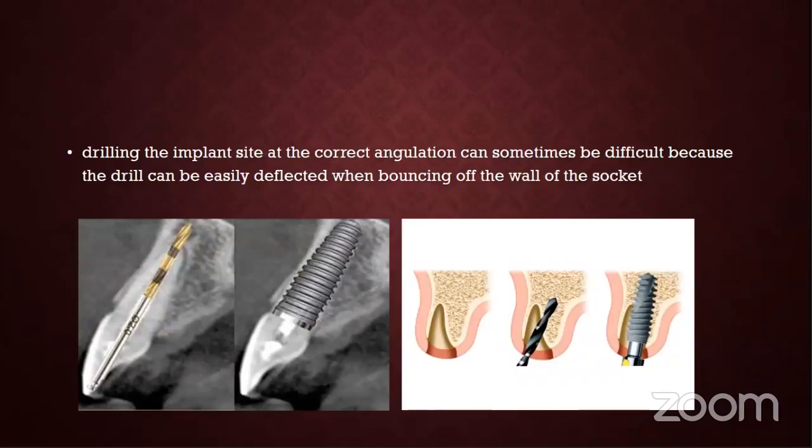Another point in this technique is to pay attention to the drilling angle, or angulation of drilling. Drilling the implant site at the correct angulation can sometimes be difficult, especially when the root direction is not suitable. You can see in the right picture, the root direction is different from the direction of drilling.